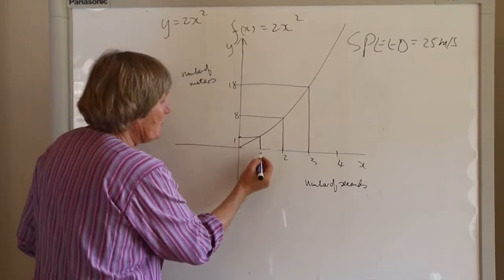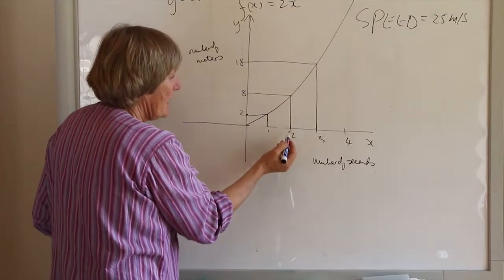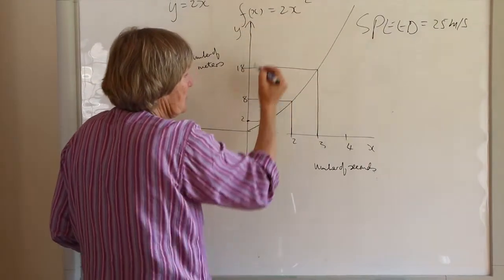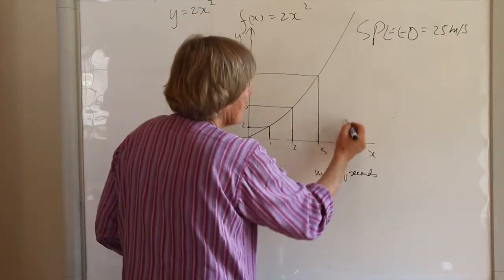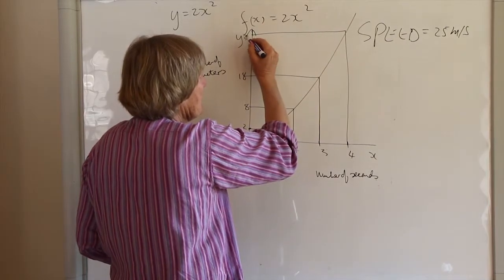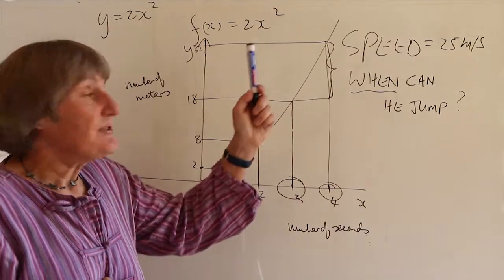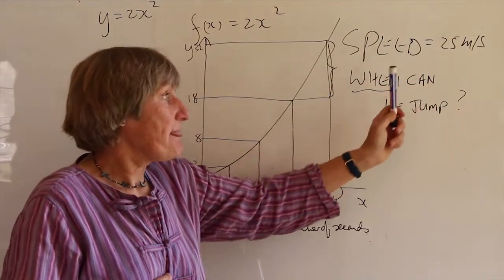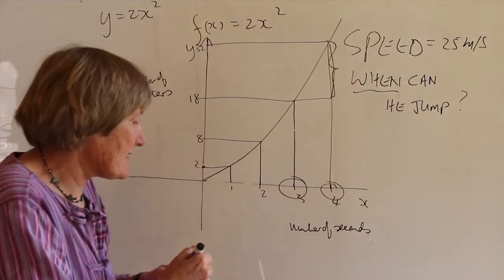So when I put in 1 second, he's moved 2 meters. If I put in 2, it's 8. 3 times 3 times 2 is 18, and 4, let's have a look at 4. 16 times 2 is 32. So, James Bond, his speed must be 25 meters per second. So, when can he jump? That means when is x.